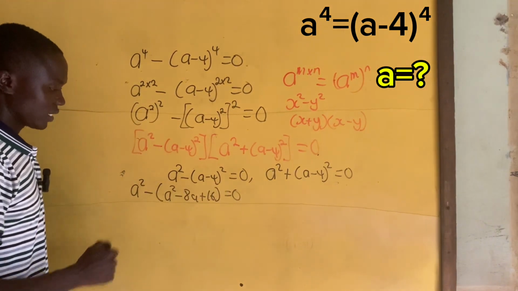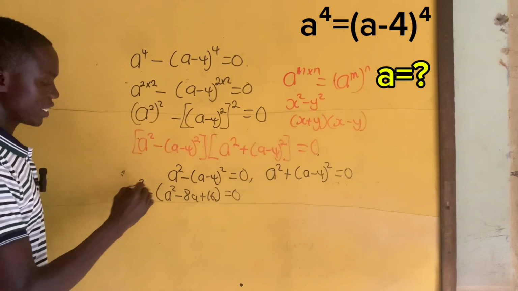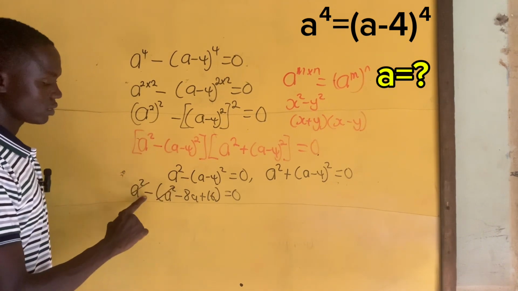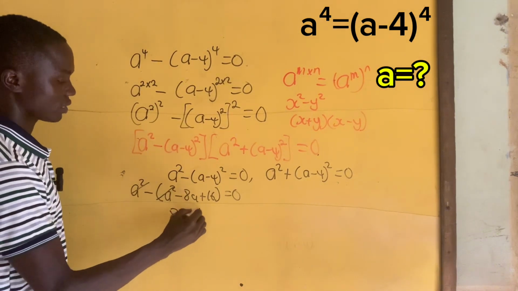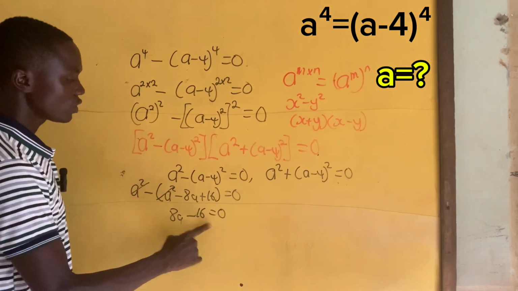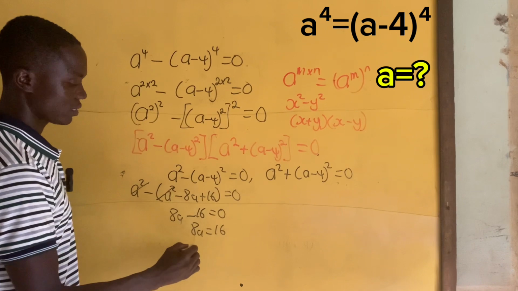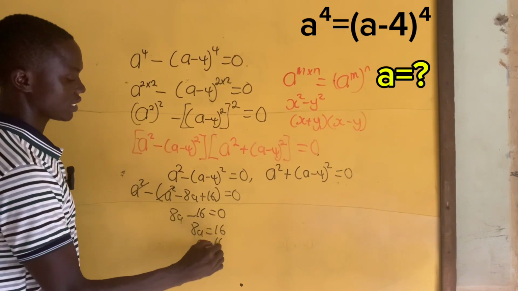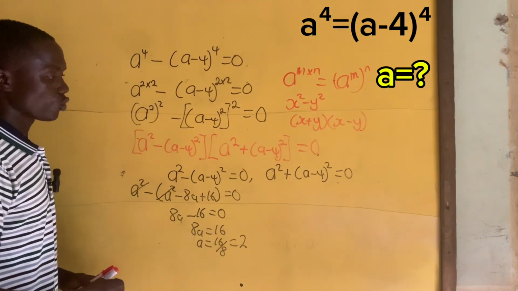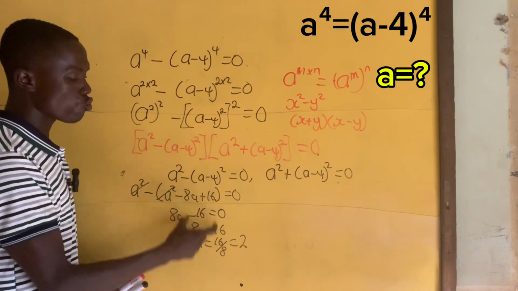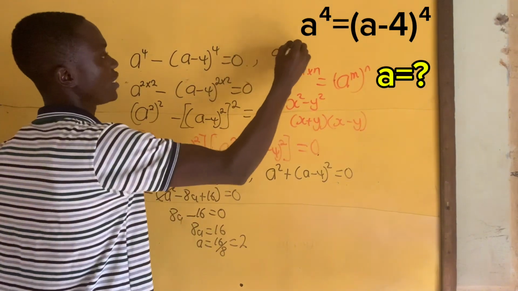That's good. So if we expand, we're going to have a squared minus a squared out. Minus times this gives positive 8a. Minus times this gives minus 16 equals 0. So we're going to have 8a equals 16, a equals 16 divided by 8, that is 2, in a very simple way. So if we proceed with this equation, we get a equals 2. So let's put that one here: a equals 2.